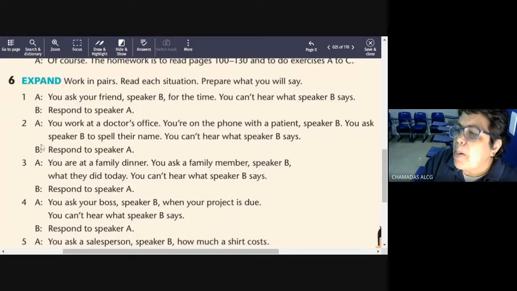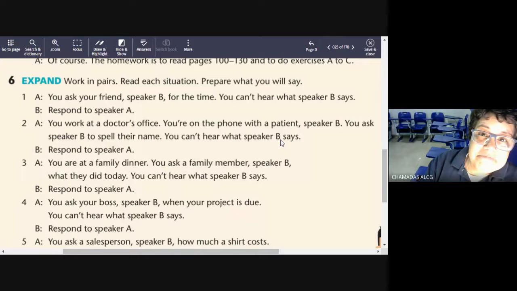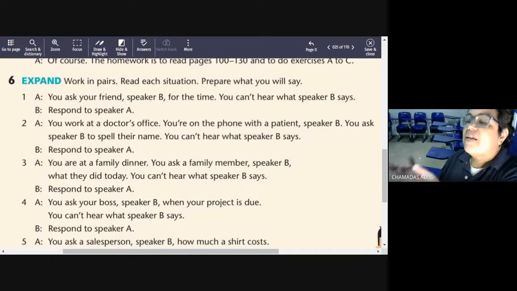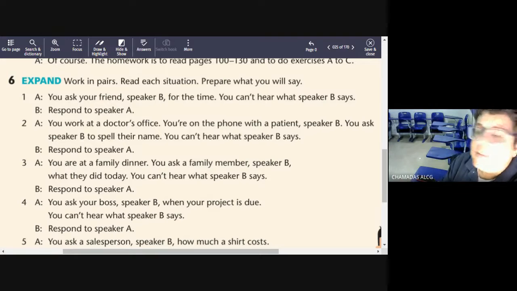Next situation. You work at a doctor's office. You're on the phone with a patient, speaker B, okay? You ask the patient to spell their name. You can't hear what the patient says. So now you're talking to a patient. So how do you ask the patient to repeat? Repeat your name, please.